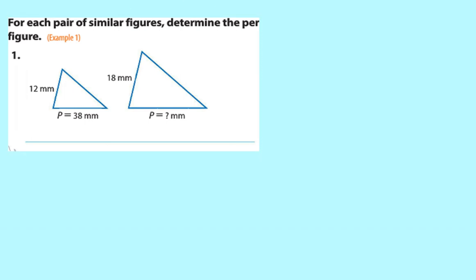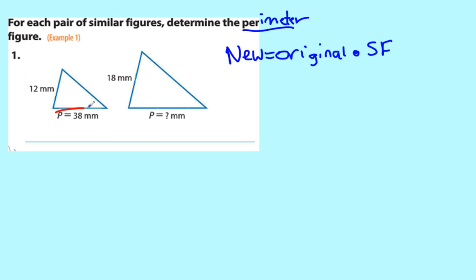It tells us we're looking for perimeter, which is what it says here before it got cut off. We're looking for the perimeter of this new shape. So since we're talking about perimeter, we know the formula we're going to use is the new perimeter equals the original perimeter times whatever our scale factor is. Okay. Now it tells us what our original perimeter is. We know this is 38, so we can fill that in right here. Okay, but what we don't have right now is the scale factor.